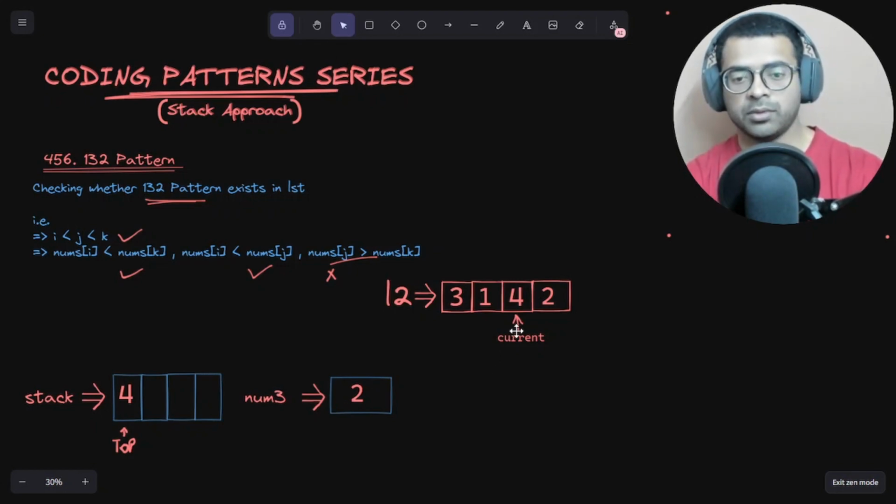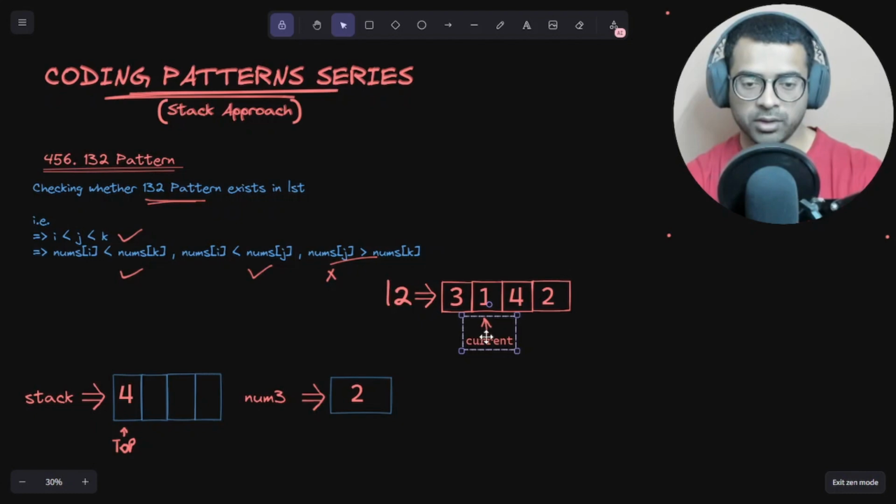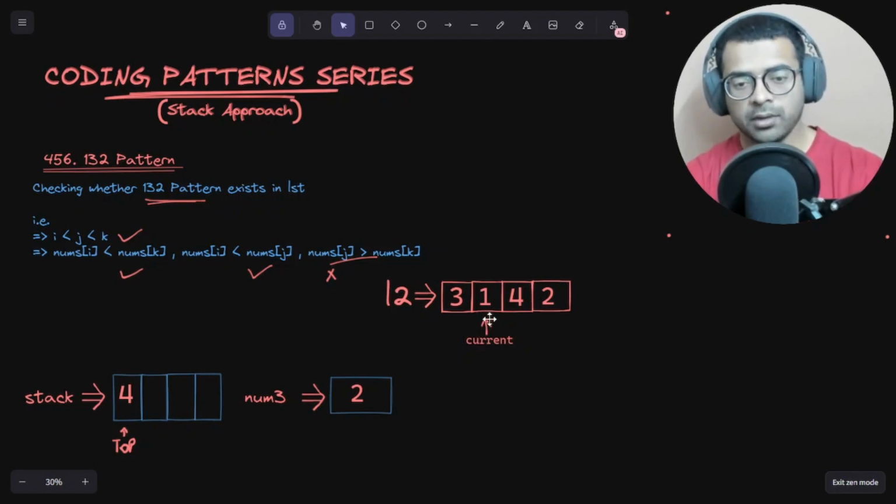And then we are going to move our current pointer to the next value. Now at this position, current is pointing towards 1. And now we are going to compare whether the value that current pointer is pointing towards is smaller or greater than num3. If it is greater, then we would have proceeded further, but at the moment the current's value 1 is smaller than num3's value. So we are simply going to return true.